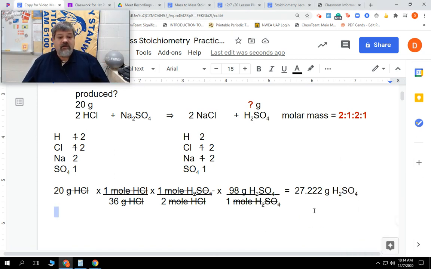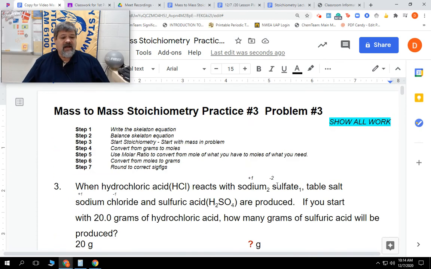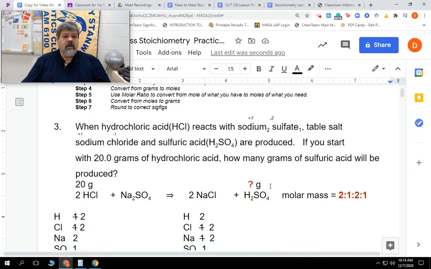So now what we have to do is check our answer. That answer was checked right, but we have to make sure it's in the correct number of significant figures. And again, most of the time, I like to go ahead and write down sig figs right up here. So how many sig figs is that?